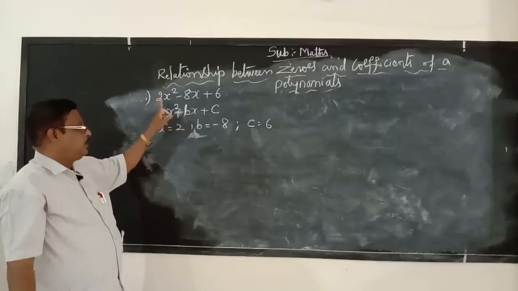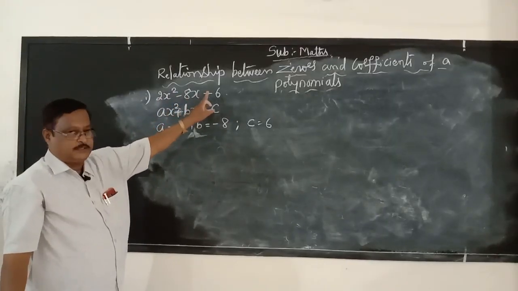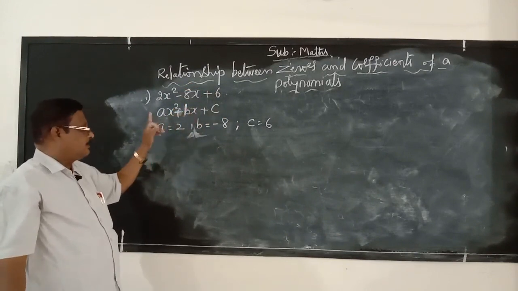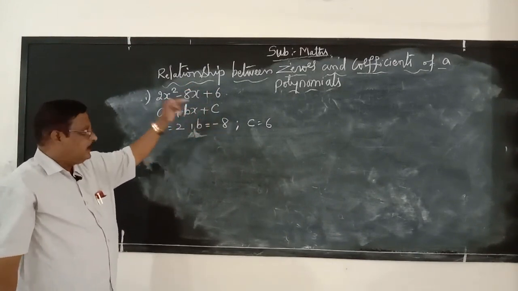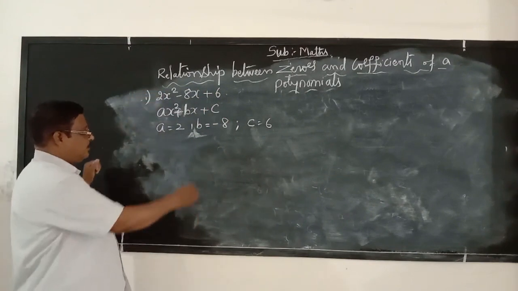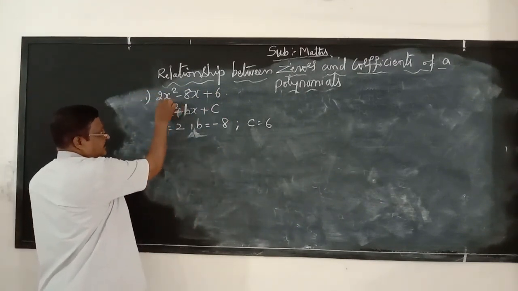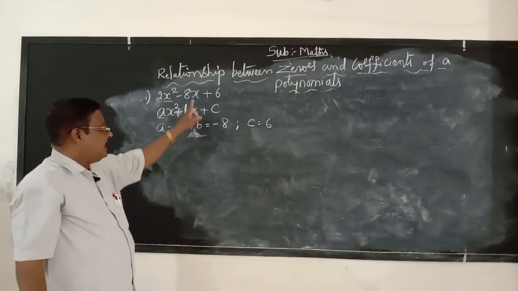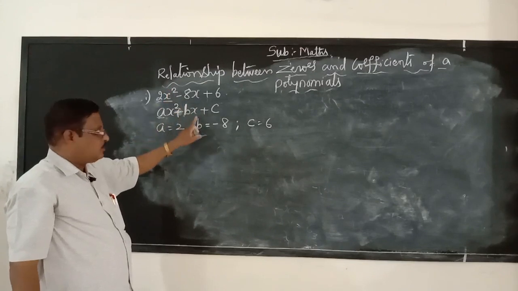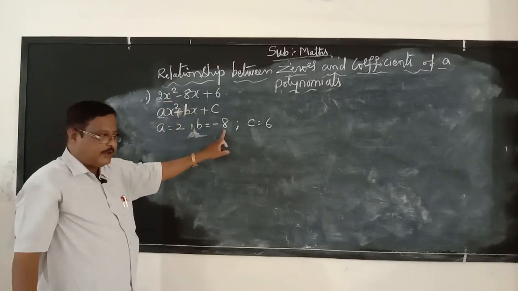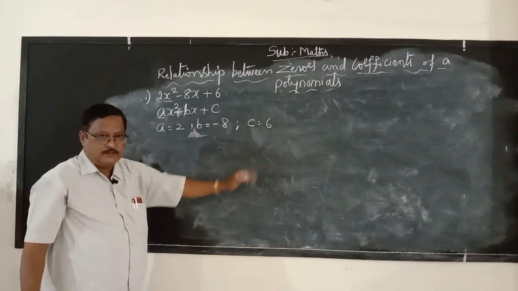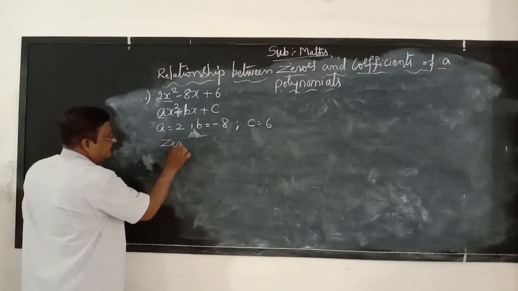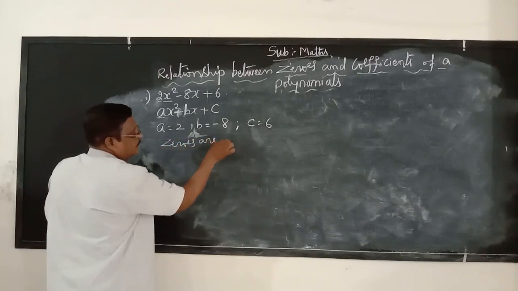Therefore, 2x square minus 8x plus 6. This quadratic polynomial is compared with standard form ax square plus bx plus c. Here write the values of a. A value in x square coefficient is here 2. Here x square coefficient is a, a is equal to 2. Here x coefficient is minus 8, x coefficient is plus b, b is equal to minus 8, c is equal to 6. These are the a value, b value, c value. Next, the zeros are 1 and 3.